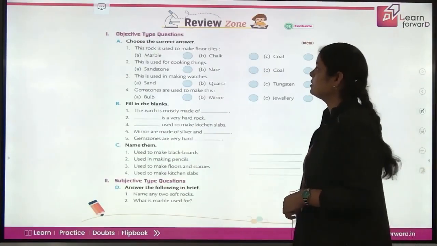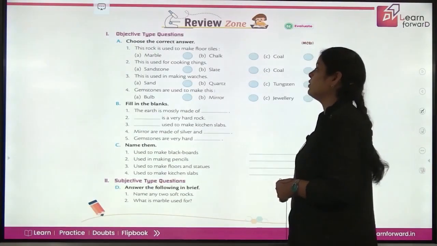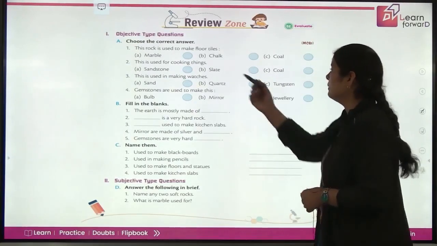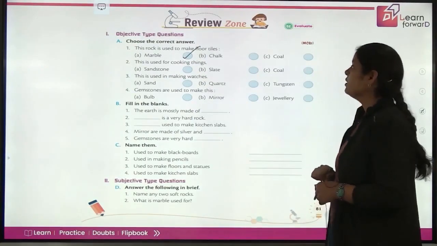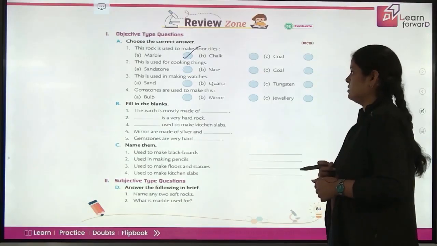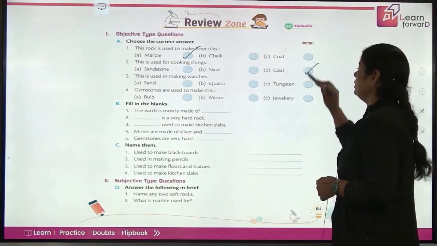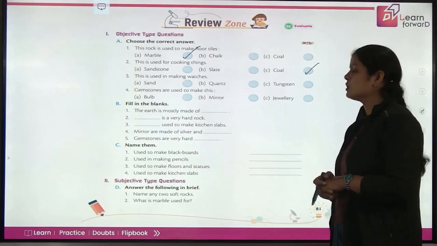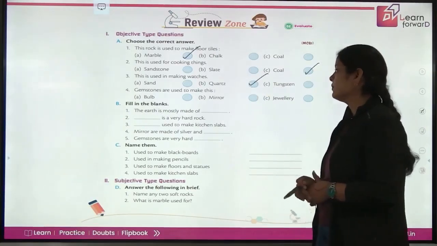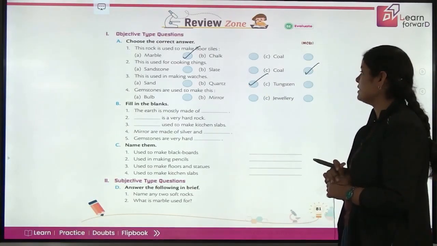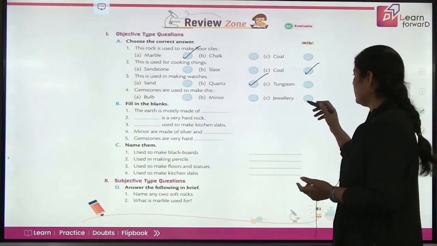Choose the correct answer. This rock is used to make floor tiles. Marble, chalk or coal? Marble. This is used for cooking things. Sandstone, slate or coal? Coal. This is used for making watches. So very clear, quartz. Gemstones are used to make this: bulb, mirror or jewelry.